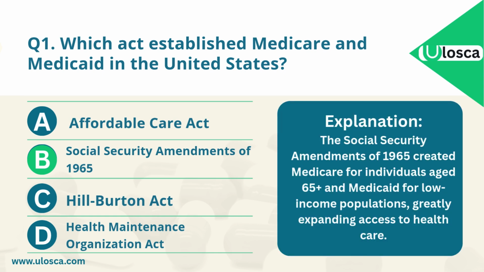Explanation. The Social Security Amendments of 1965 created Medicare for individuals aged 65 plus and Medicaid for low-income populations, greatly expanding access to health care.